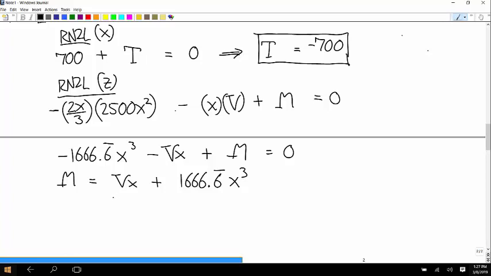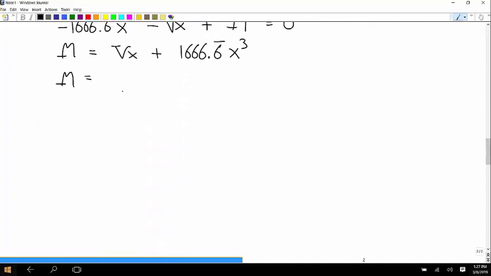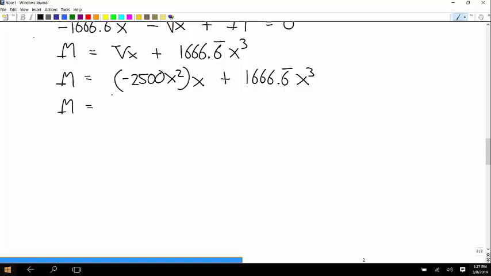Well, we've already calculated what V is. So substitute negative 2500x squared in for V. And it's this times x plus 1666 repeating x cubed. And so you get m is equal to negative 833.3 repeating x cubed.